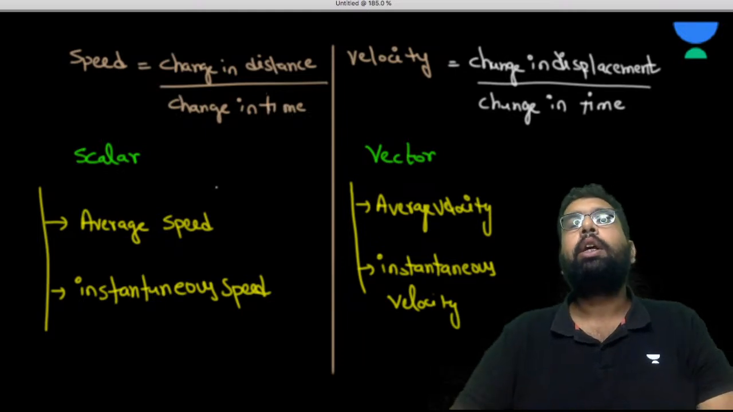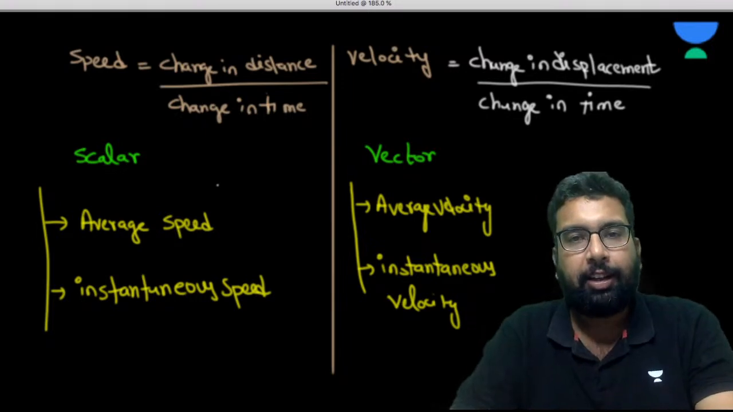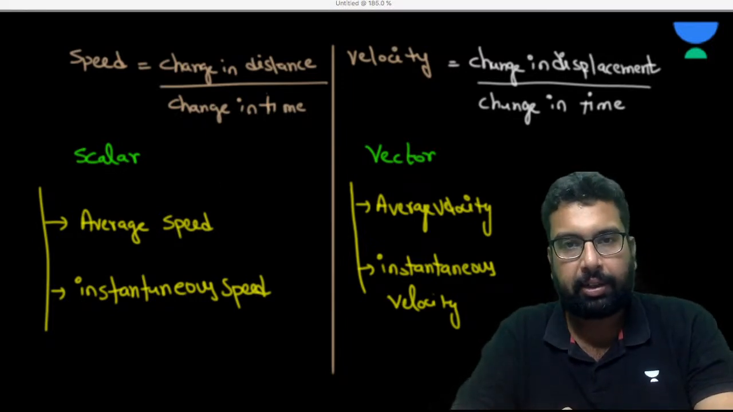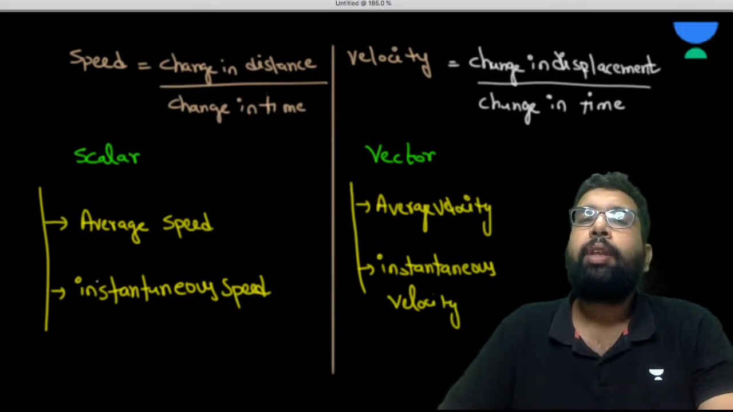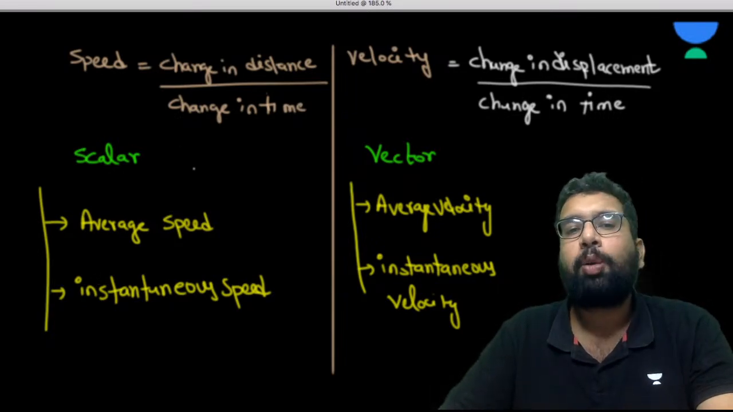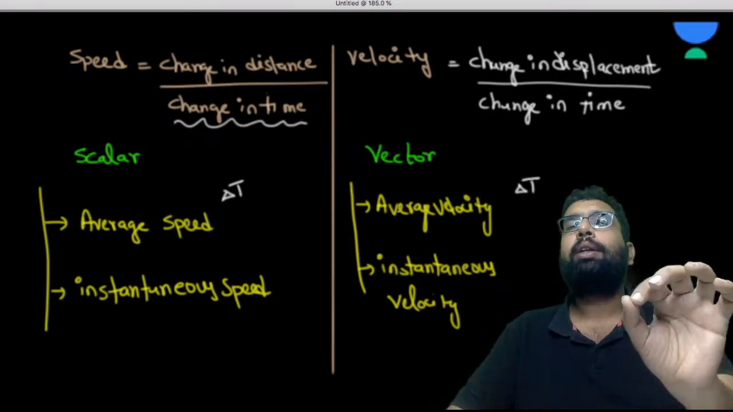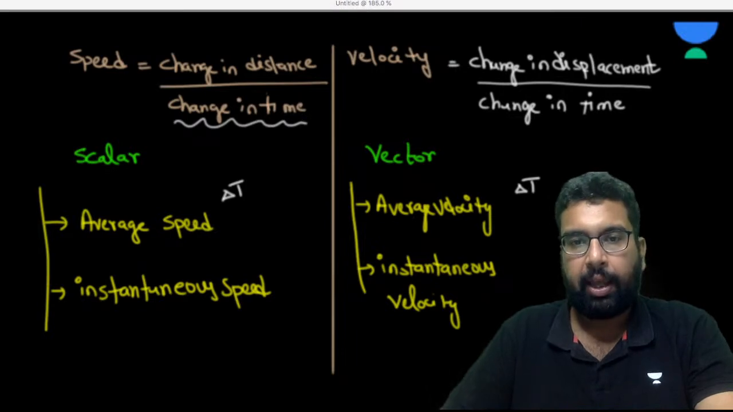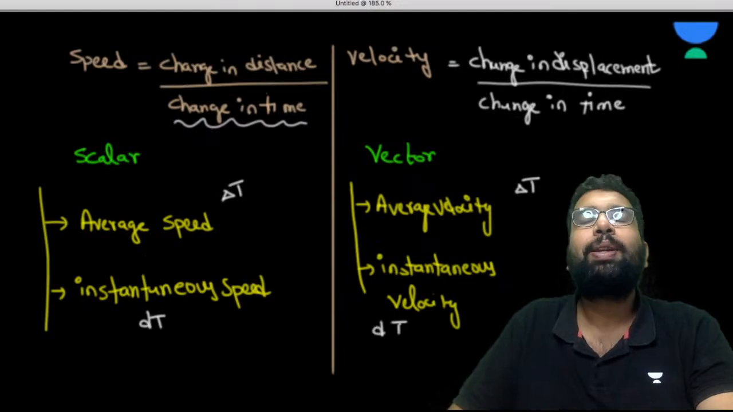Speed and velocity both refer to the change in distance or displacement with respect to some change in time. The difference between the terms average and instantaneous lies in this change in time. For average speed or average velocity, I'll be using delta T. And for instantaneous speed or instantaneous velocity, I shall be using dt.